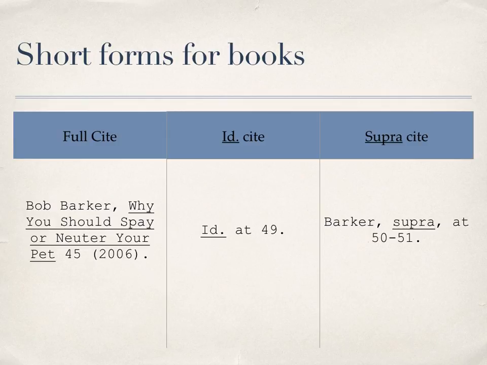If you want to return your reader's attention back to that Barker book, you'll use the first author's last name, Barker, comma, supra, all underlined, but not the comma that follows the supra, and then space, at, and then the page numbers. Here I've given you a page span to show you the conventions we learned for page spans with cases still apply with books.